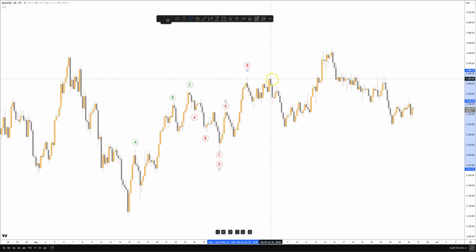1, 2, 3 up. You see it here. This third wave didn't really break anything. I just want to show you how it can look when it's inside of the same structure. If it can't break out of anything, it's more than likely not a good reversal point.